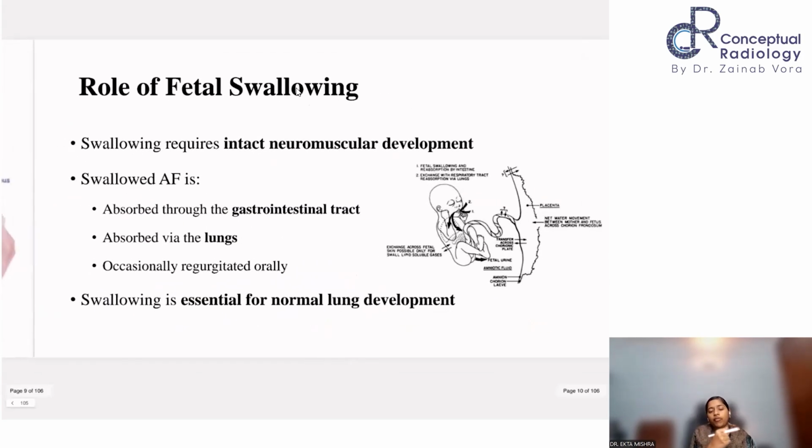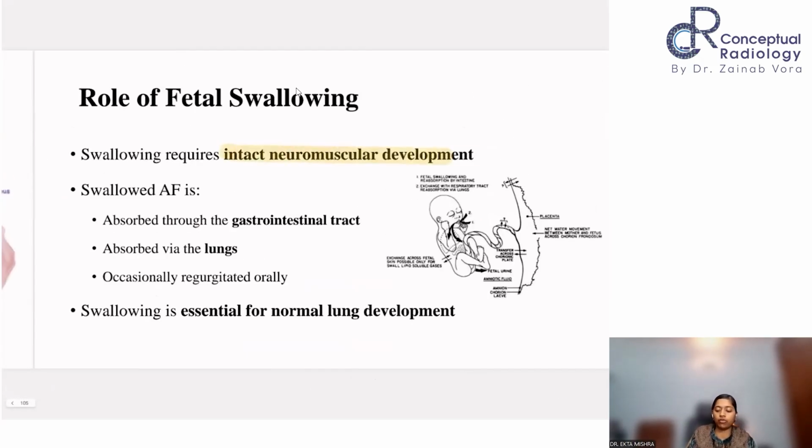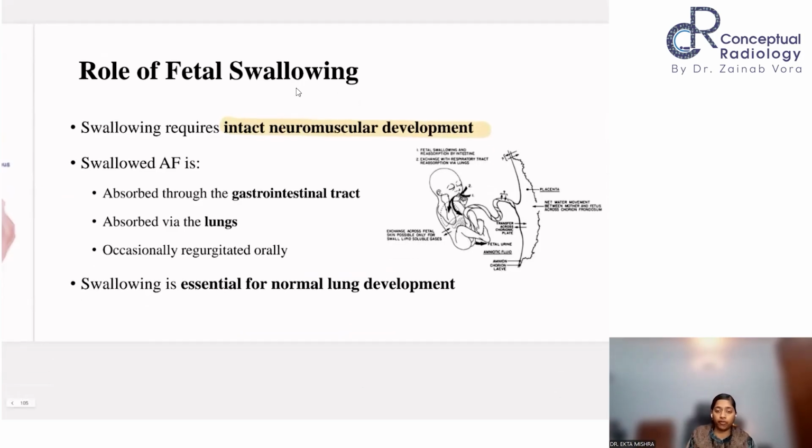So what is the role of fetal swallowing? The swallowing of the fetus requires an intact neuromuscular development. So if there is any issue with the neural or the muscular component, the baby will not be able to swallow, and there will be polyhydramnios. After the swallowing of the fluid, there is absorption in the GIT or the lungs, and occasionally it gets regurgitated also, and that's how the flow is maintained.